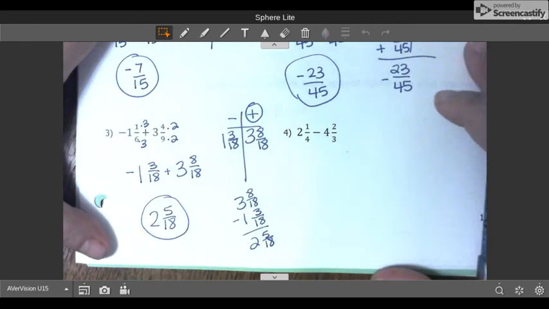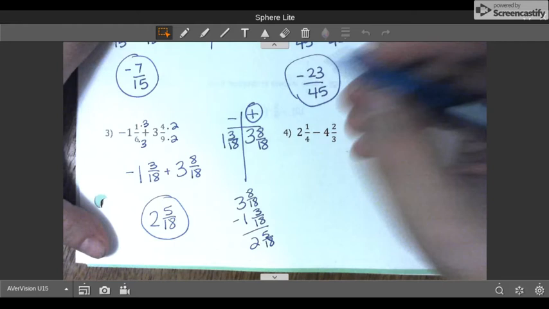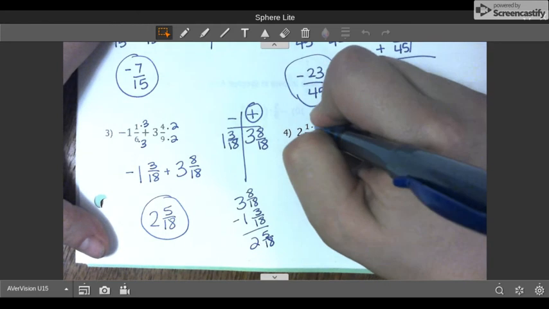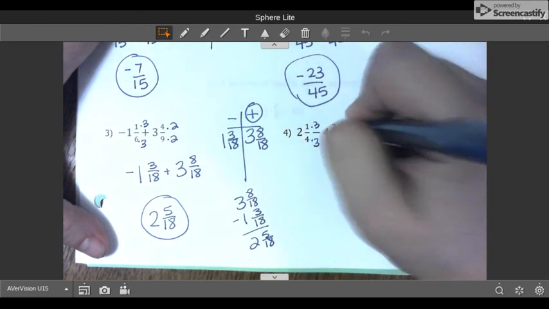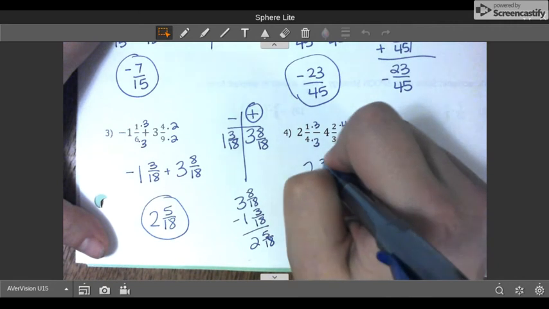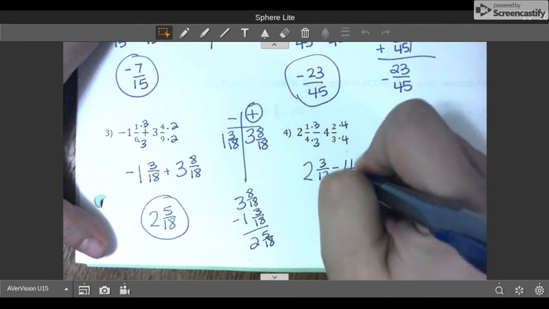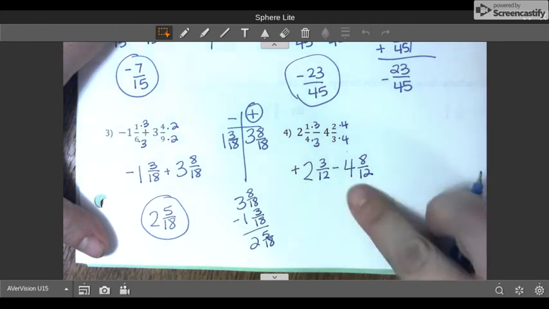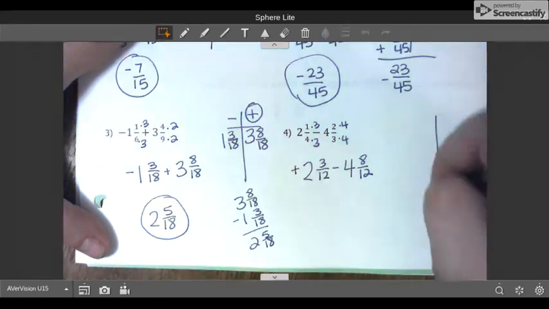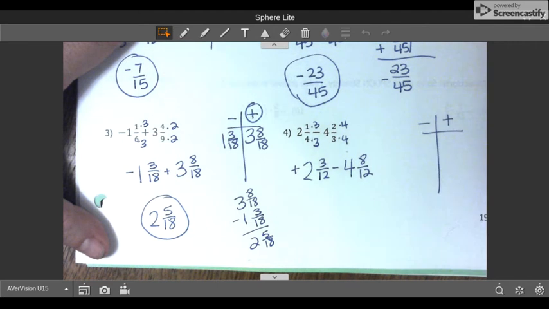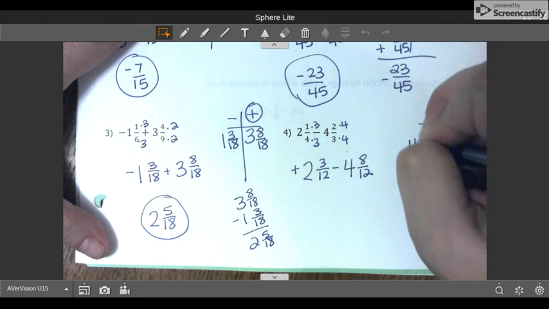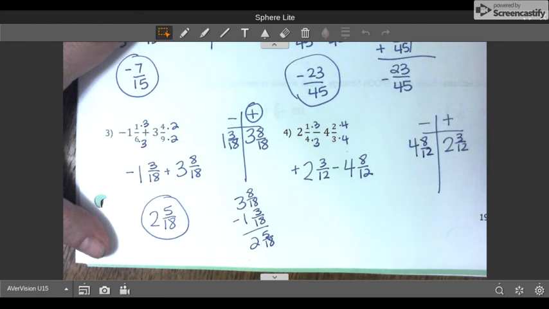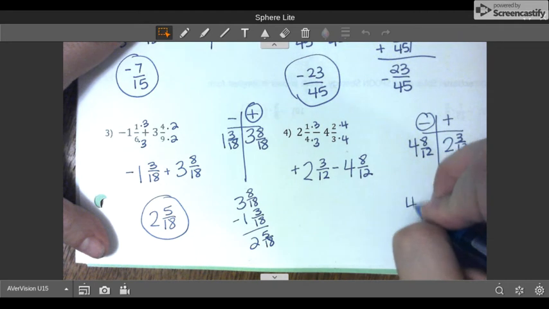All right, next one. These need a common denominator. A good common denominator here would be 12. So this is now going to be 2 and 3/12 minus 4 and 8/12. This would be a positive. This would be a negative. Now that they have a common denominator, I can put them on a scoreboard. I have positive 2 and 3/12, negative 4 and 8/12. Which sign wins? Negatives. By how much?